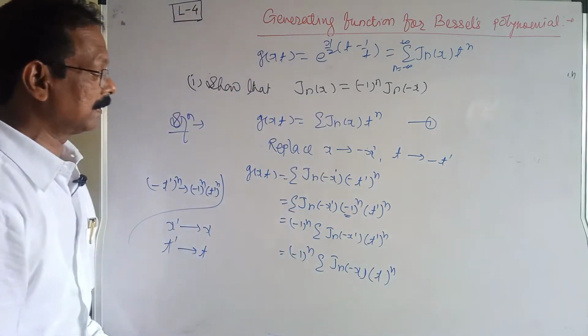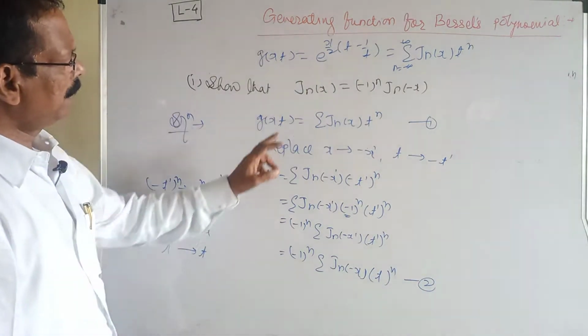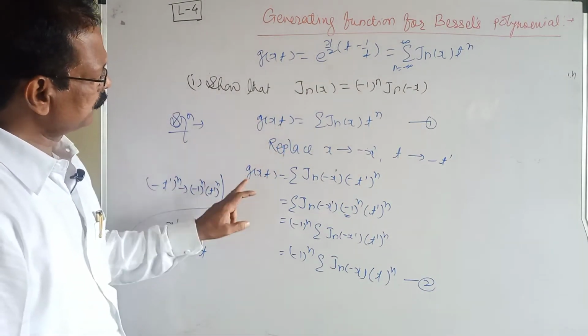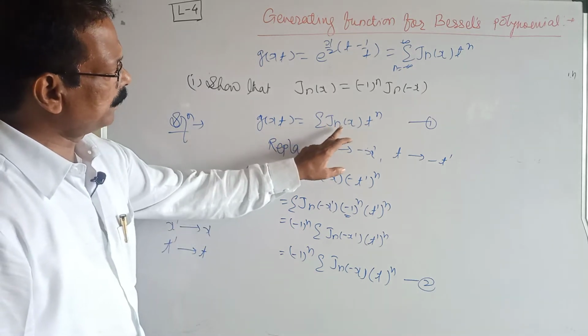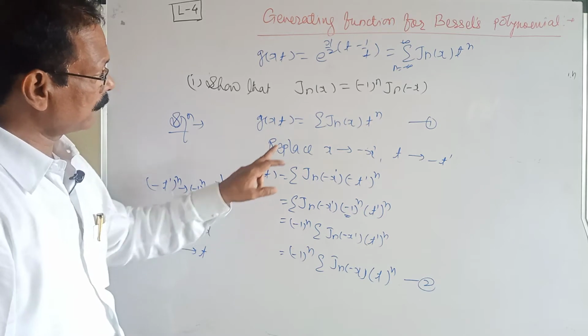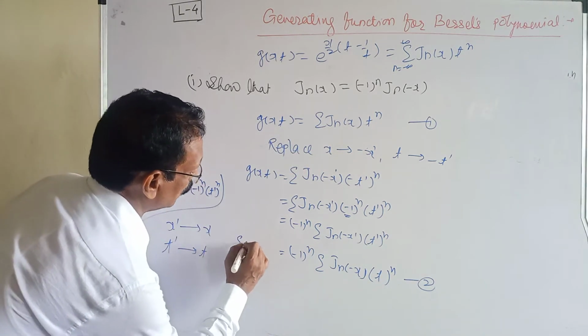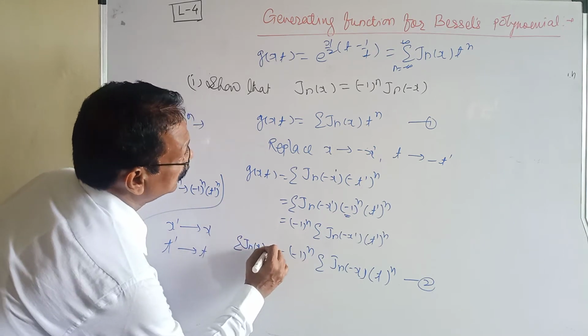So this is the equation here. Suppose it is equation number 2. Now in equation 1, what is g of x, t? g of x, t is equal to the summation of Jn of x times t raised to n. So from equation 1 we have to write g of x is equal to the summation of Jn of x into t raised to n.